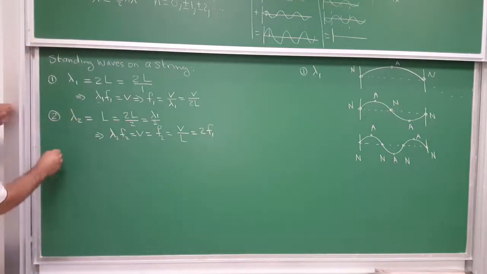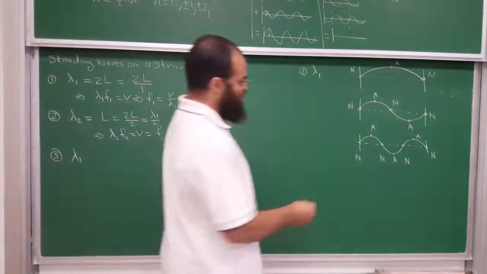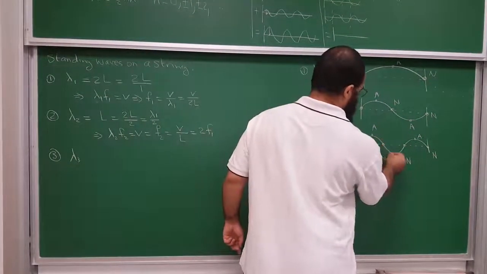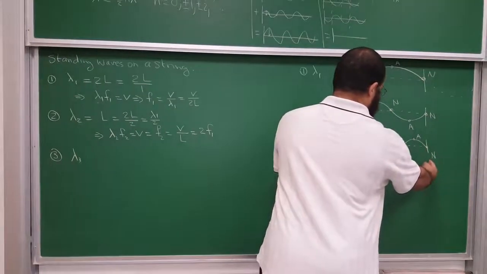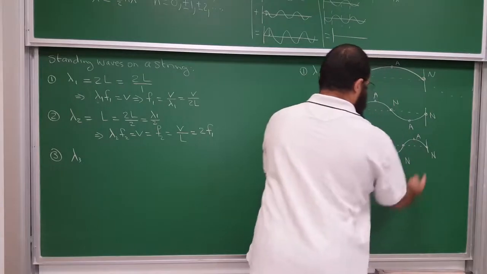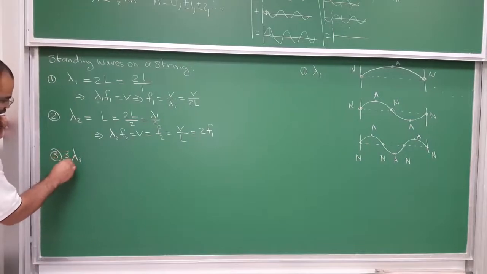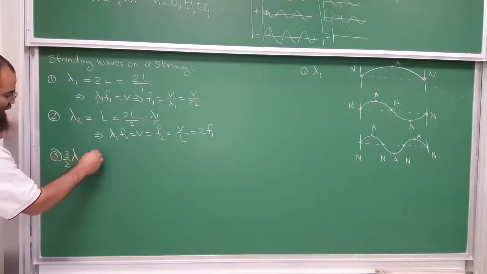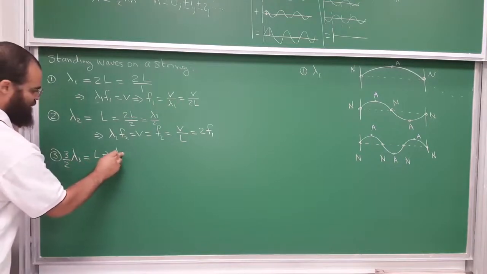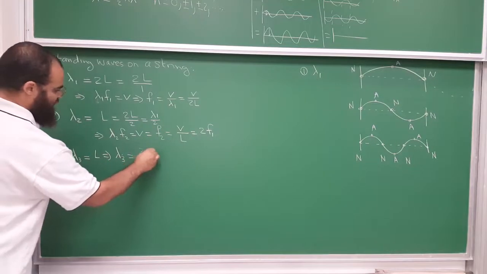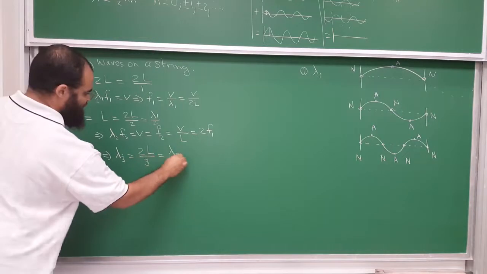Yeah. And then for the third one, lambda 3, let's see. We have half a wavelength, plus half a wavelength, plus half a wavelength. That's 3/2 of a wavelength fit within a length L. So 3/2 of this lambda 3 that I'm calling will equal just L. So lambda 3 will equal 2L divided by 3. 2L is lambda 1, so it's lambda 1 over 3.